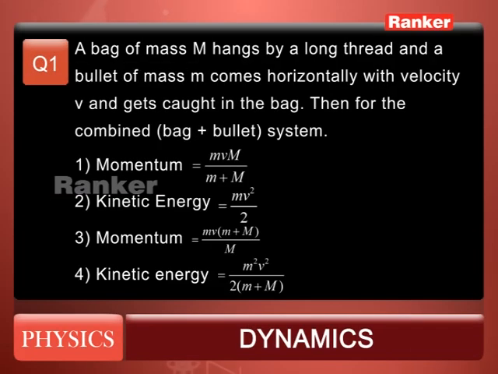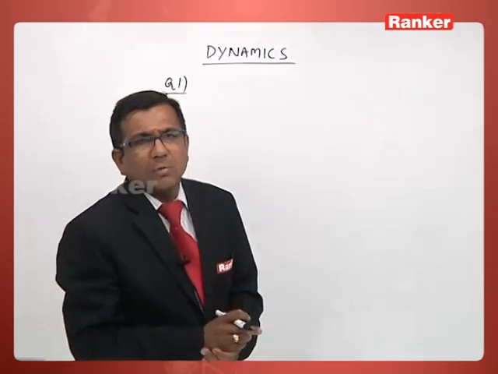What is that question? A bag of mass M hangs by a long thread, and a bullet of mass m comes horizontally with a velocity v and gets caught in the bag, that means embedded in the bag. Then for the combined system, the options give momentum and kinetic energy, and we have to find them. Let us see how to solve the problem.